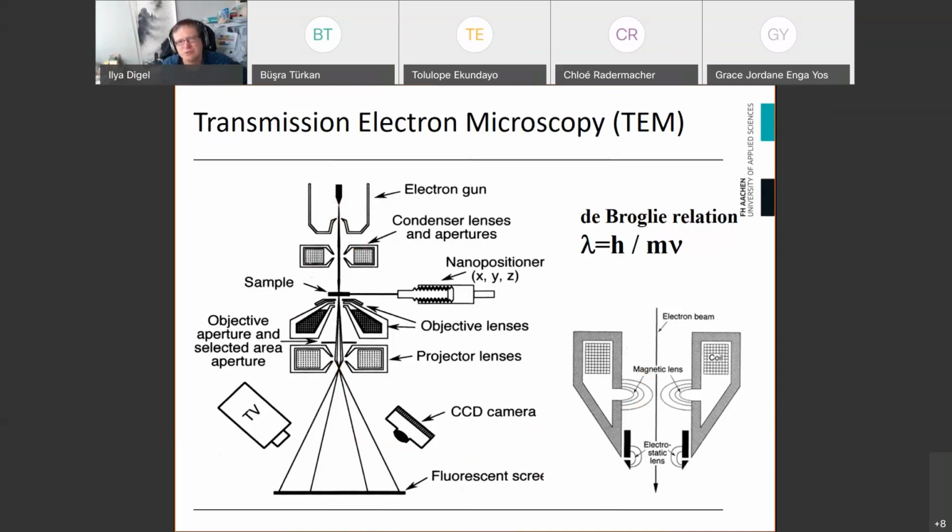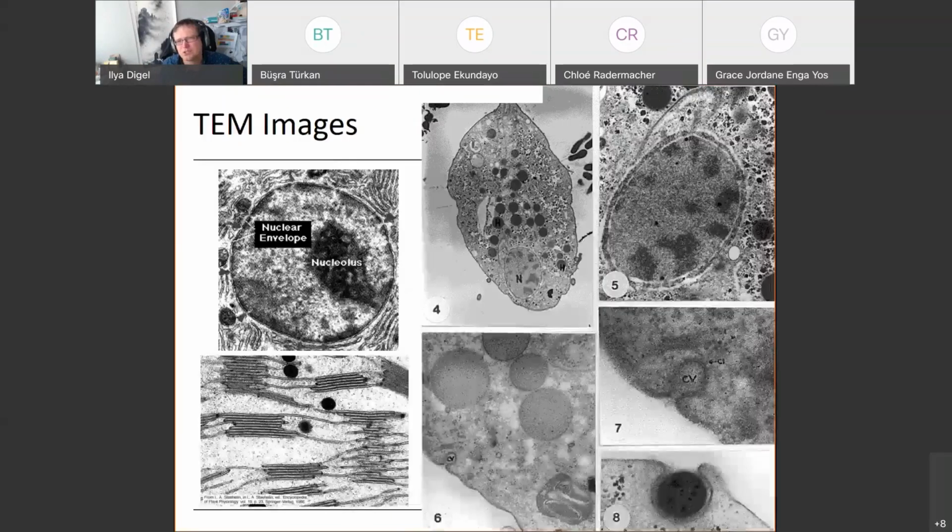Let me just conclude by showing a couple more pictures. I'm a big fan of transmission electron microscopy because most of the information we know nowadays about the fine cell structure, about viruses and many other events, has been obtained by using electron microscopy. Here I just brought some images that you may find quite interesting.